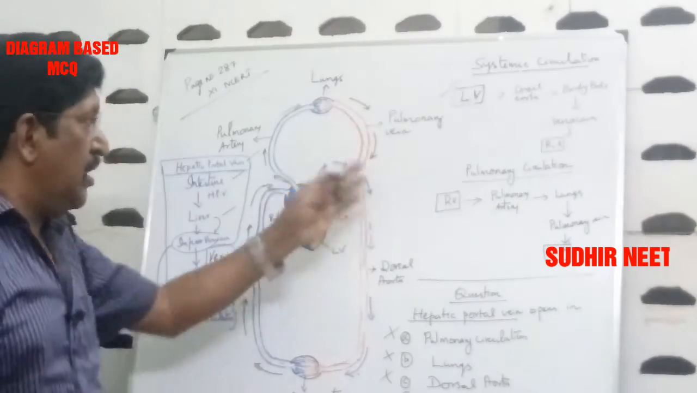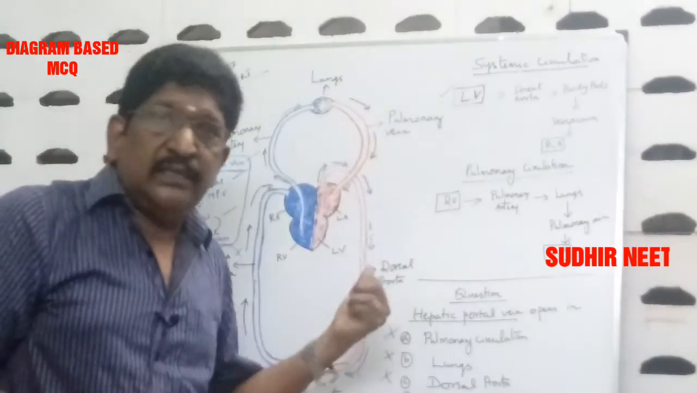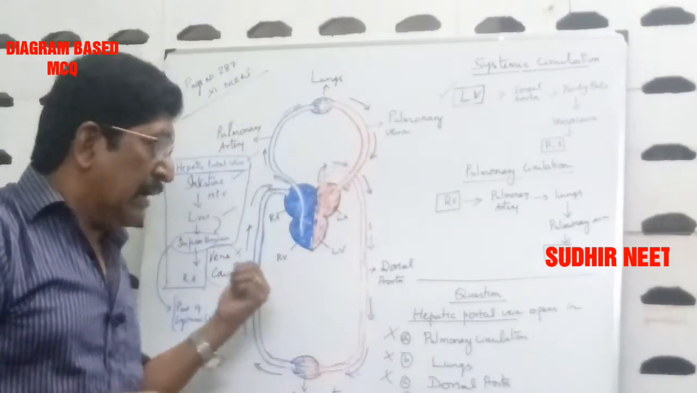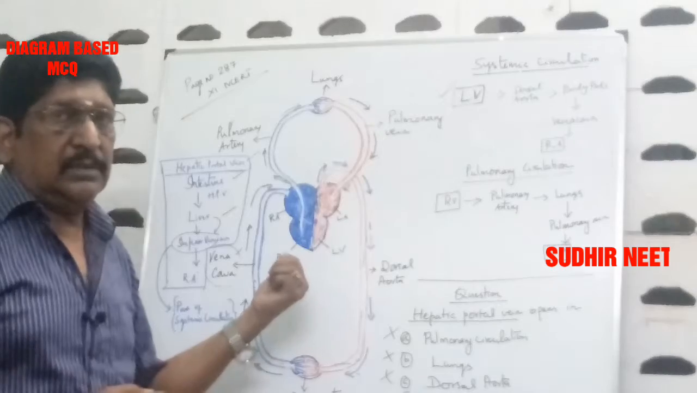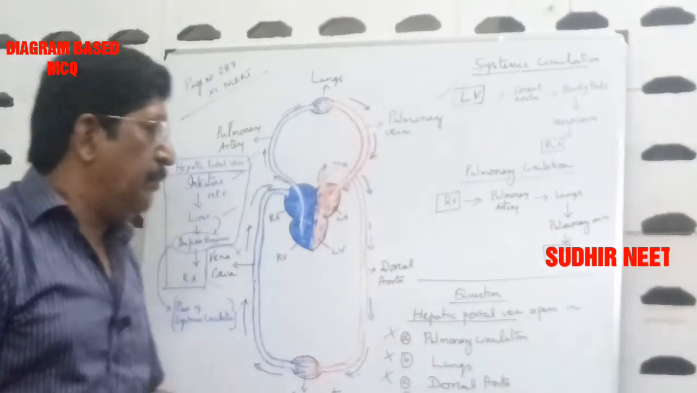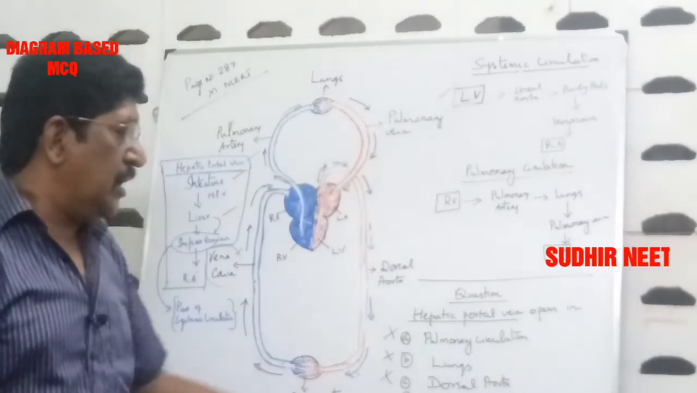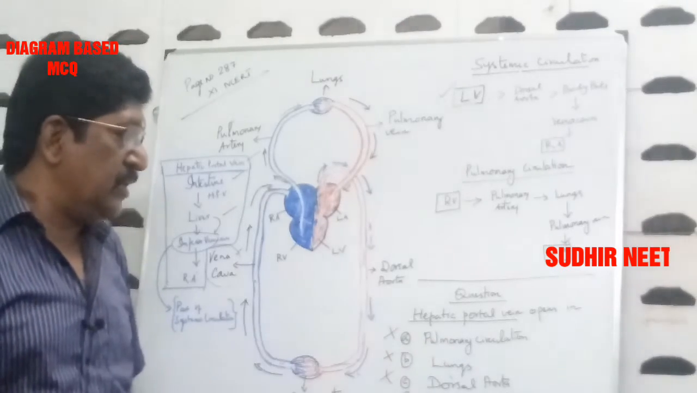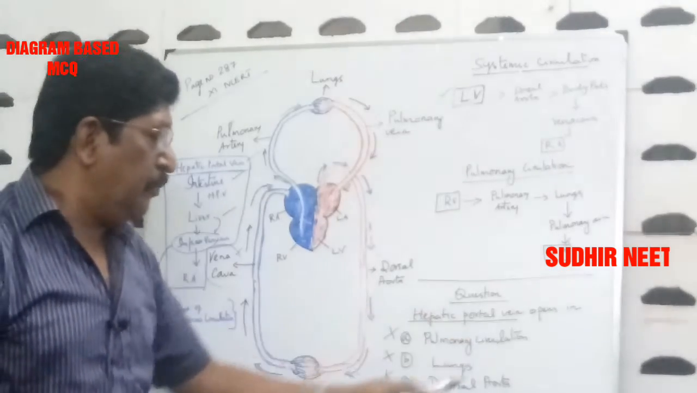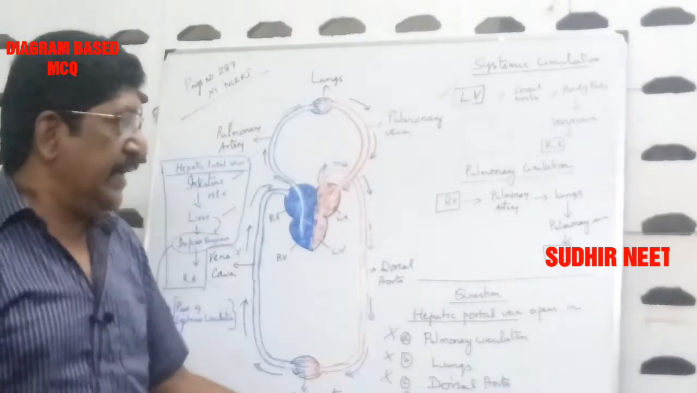Even though these words are not found in the diagram, it is in your text, and it is connected with this diagram. That's why this question: the hepatic portal vein opens in pulmonary circulation, lungs, dorsal aorta, or systemic circulation. The hepatic portal vein opens in the systemic circulation. So this is the right answer.